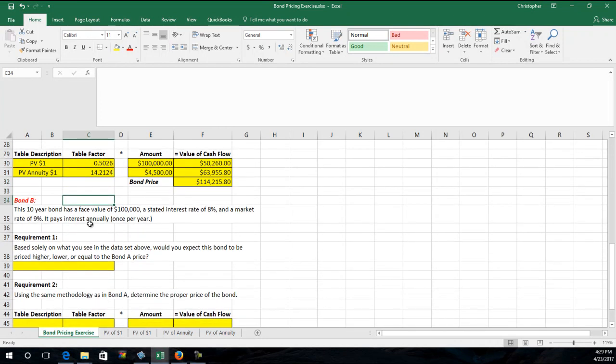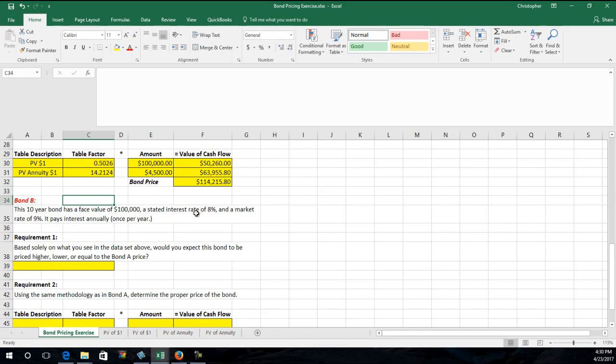So now let's take a look at bond B. Still a 10-year bond, has a face value of $100,000, a stated interest rate of 8%, and a market interest rate that's higher at 9%. This one pays interest annually, once per year. So requirement 1, based solely on what we see above, do we expect this bond to be priced higher, lower, or equal to bond A price?